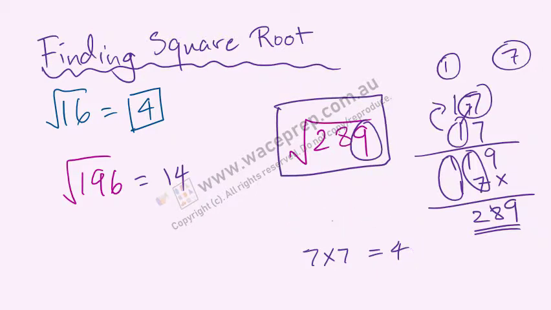So our answer to the square root of 289 is 17, and that's how we find the square roots.